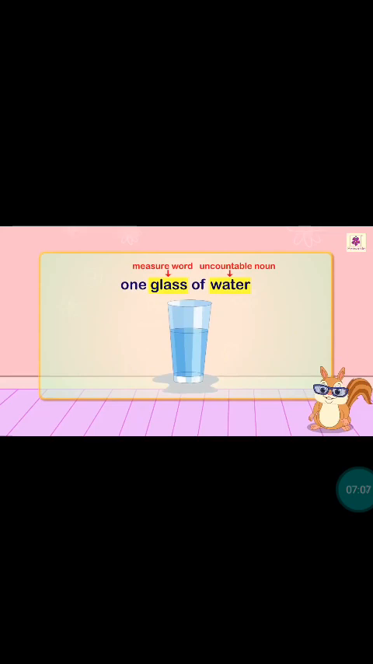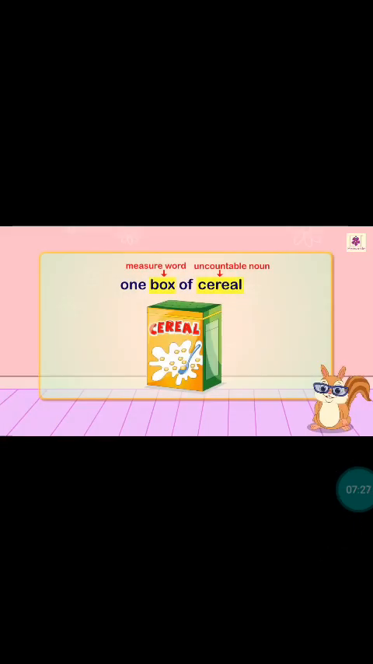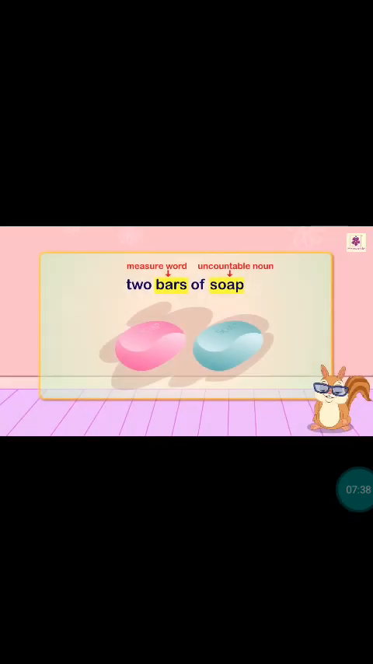In this example, 1 glass of water. Glass is a measure word, water is an uncountable noun. How much water? 1 glass of water. In another example, 1 box of cereal. Here box is a measure word, cereal is an uncountable noun. 2 bars of soap. In this example, bars is a measure word, soap is an uncountable noun.